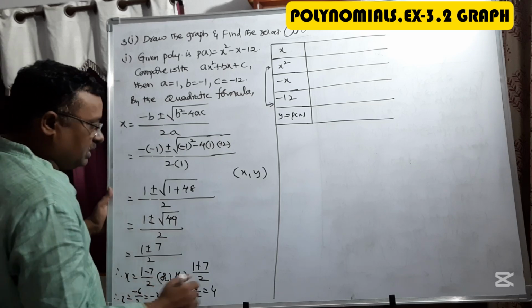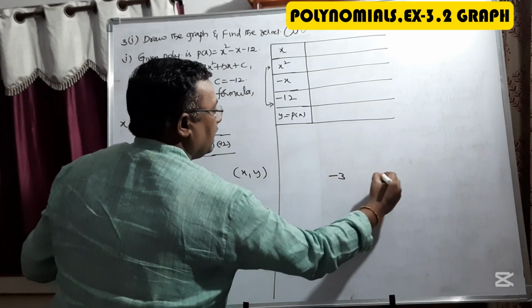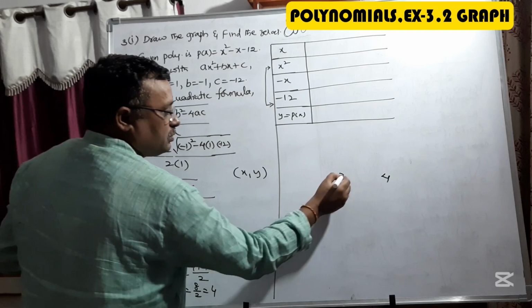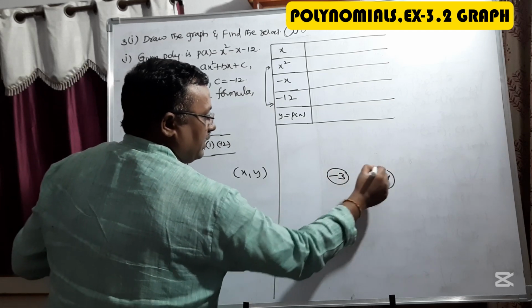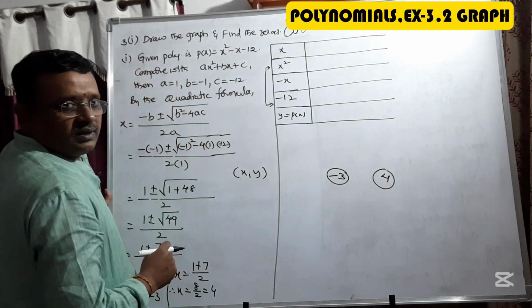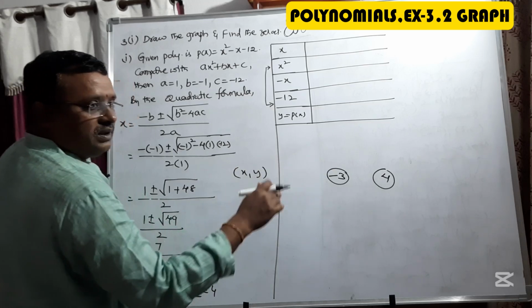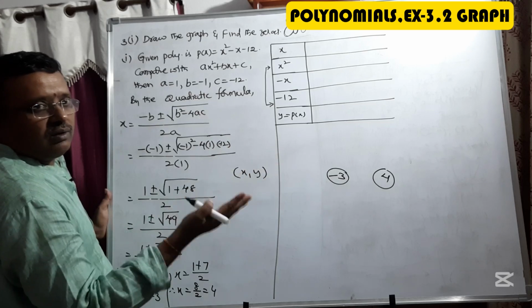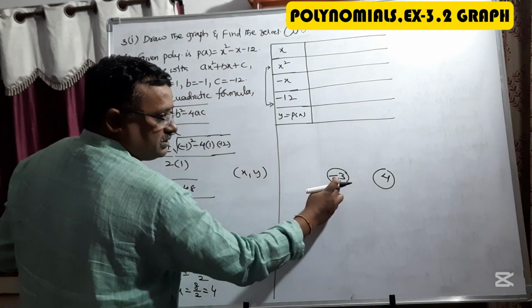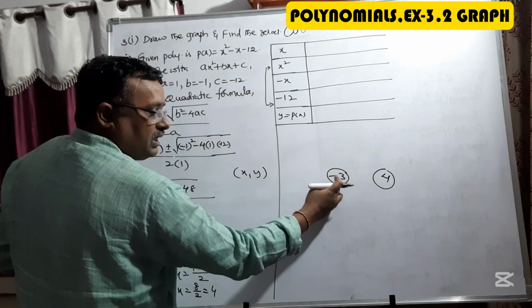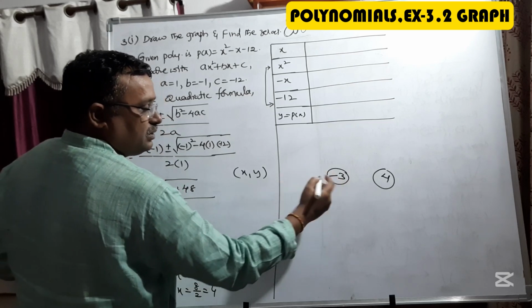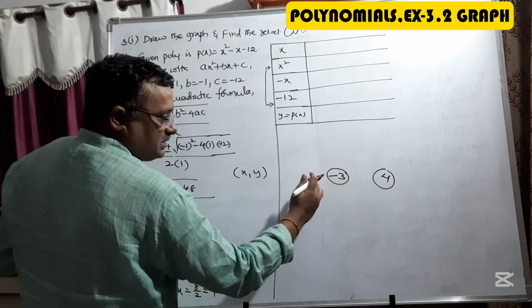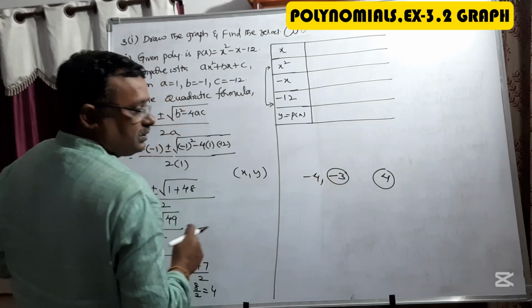What are the two zeros here? Minus 3 and 4. These two values are compulsory for us. In addition to them, try to take 3 or 4 more values. How to consider? This is the smaller zero. Less than this, you take one value. Less than this means minus 4.